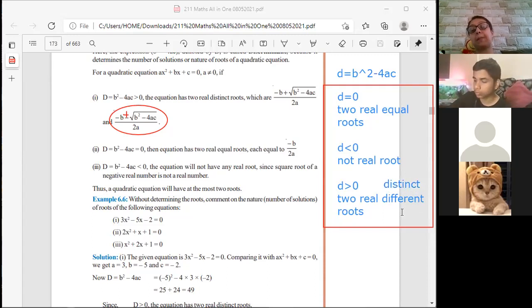Second one, D less than 0. Yeah, if you have D less than 0, that means if you get the answer in negative, then you will not have a real root. You will have roots also negative.